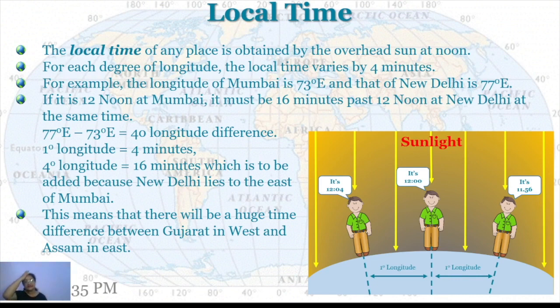So we can say that if we find the local time of Mumbai and the local time of New Delhi, there is a difference of 16 minutes. And if we go towards the east, the time is always added, and if we go towards the west, the time is always subtracted.